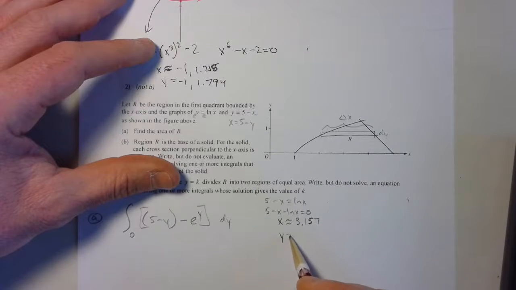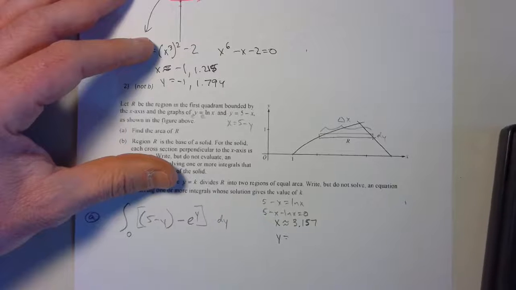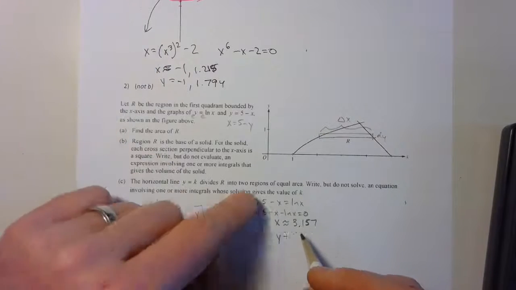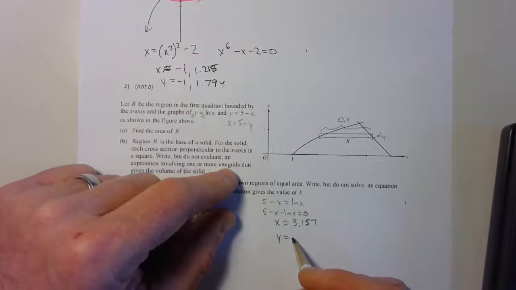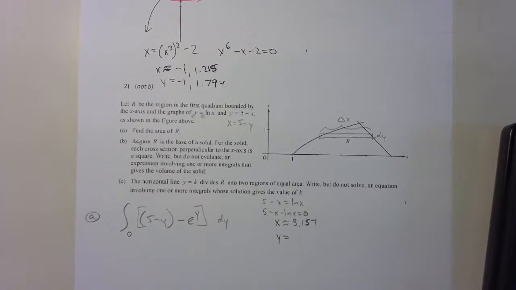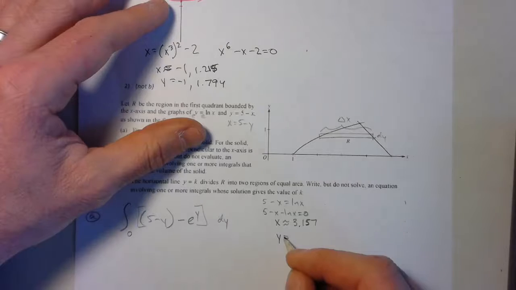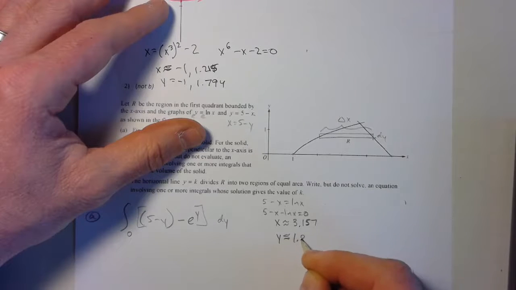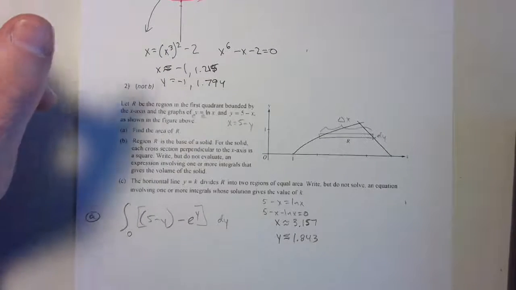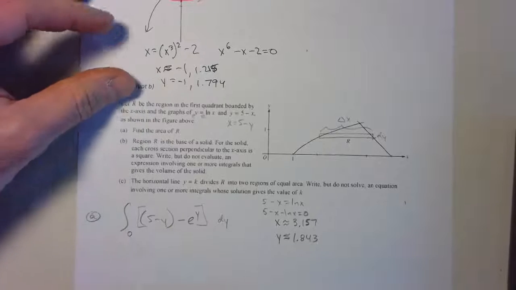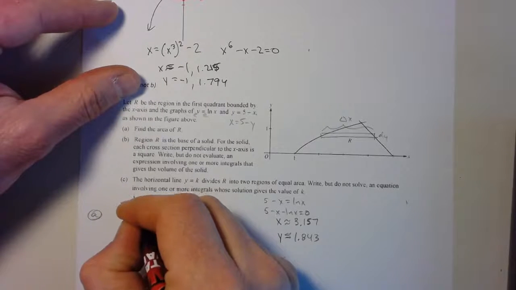I need to figure out that y value, so I'm going to take that and plug it in. Actually, probably easiest if I use the 5 minus x. So I'll just do 5 minus 3.157. And that's going to give me approximately 1.843. Okay, right on. There we go. We have our upper bound for the y value.